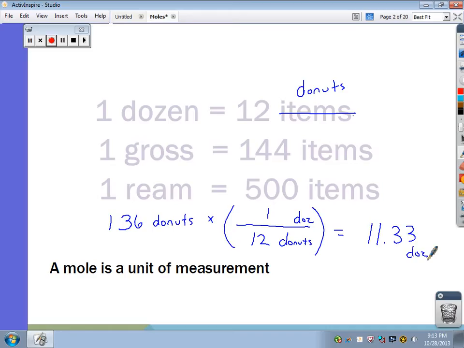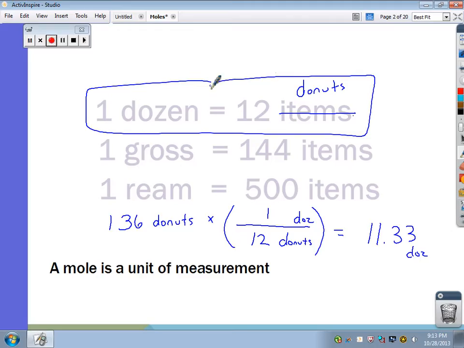And how does that work? Well, I'm using an equivalency. I've written it like this because donuts are going to cancel out. Words up top go down bottom. You put what you're changing it to up here, and then you fill your numbers in, and then you do your math. So what's a mole?